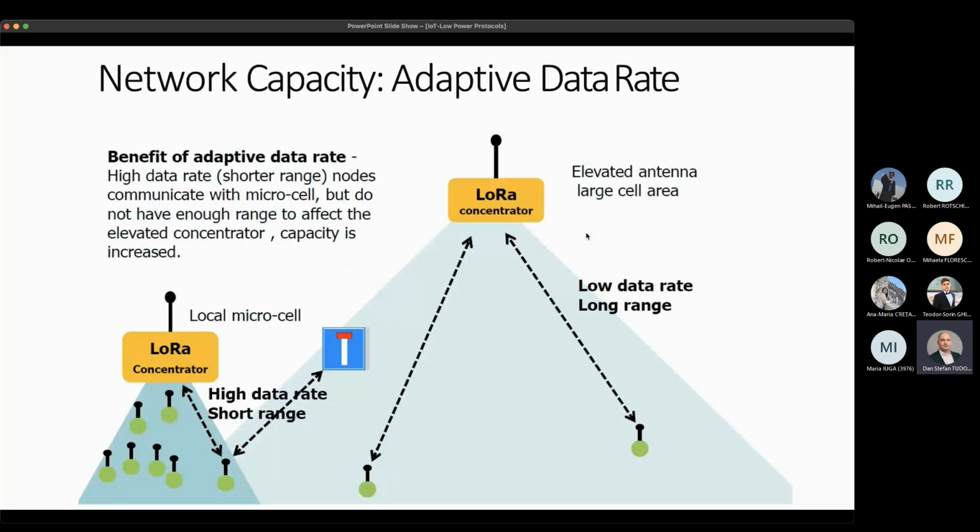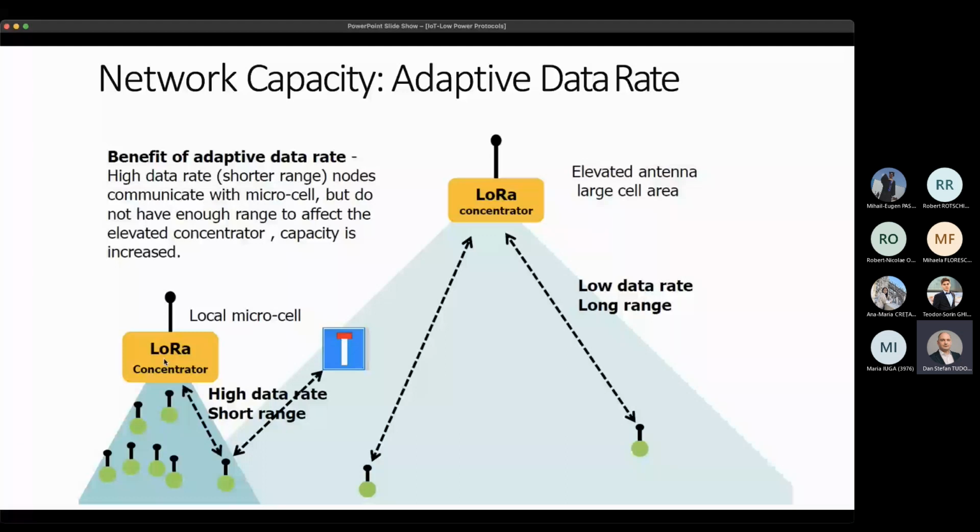Now, regarding network capacity, you have an adaptive data rate. What does that mean? Well, whenever you have a lot of devices connected to a LoRa base station or a LoRa concentrator, you can have, let's say, a high data rate over a shorter range. So you can imagine having an IoT application within your home, and you have these devices which are connected over tens or hundreds of meters.